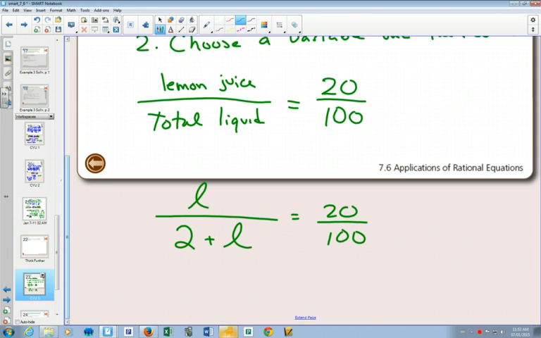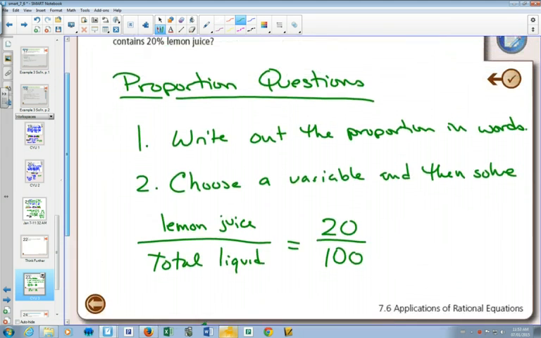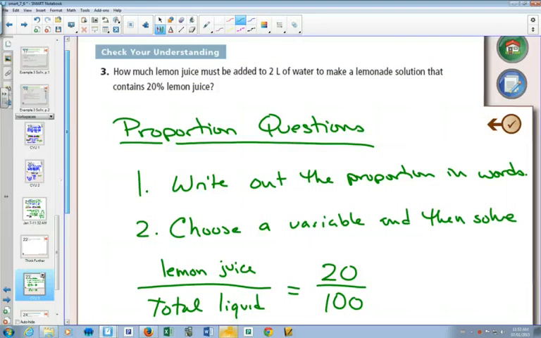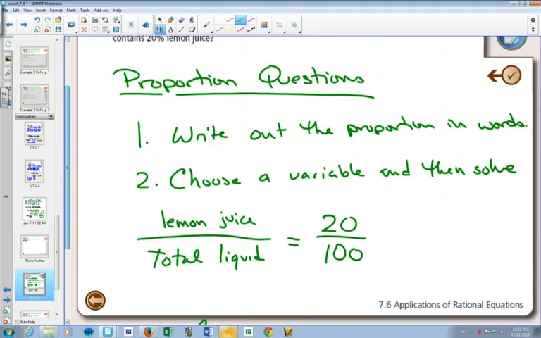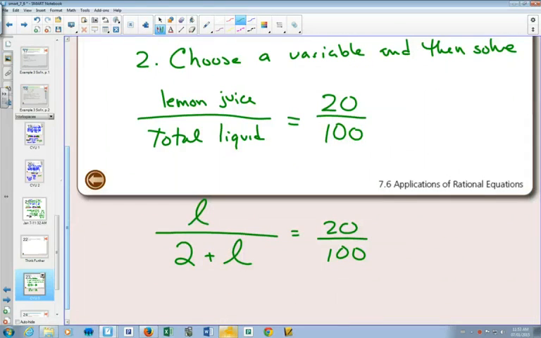So the most common mistake in these questions is to say to yourself, well, 20% of 2 liters is 400, so I should just add 400, and then I would have 20%. But then your total grows. Your total grows when you add that 400, and if you did 400 divided by 2,000 plus 400, you would have 1/6 lemon juice, which is only 16.67%, so you don't have quite enough.